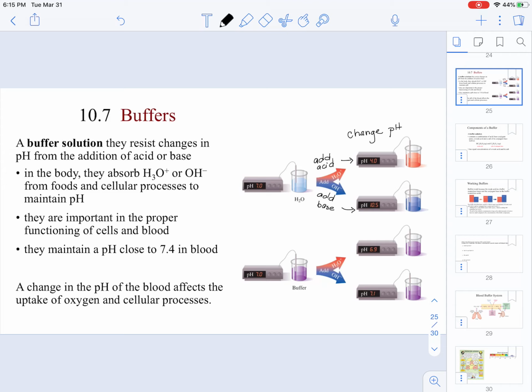But what happens if we have a solution in which we have a buffer? It doesn't matter if you add acid or if you add base to the system, the changes in pH are not going to be as drastic. They are going to be close to the original pH, which in this case is close to 7.0.